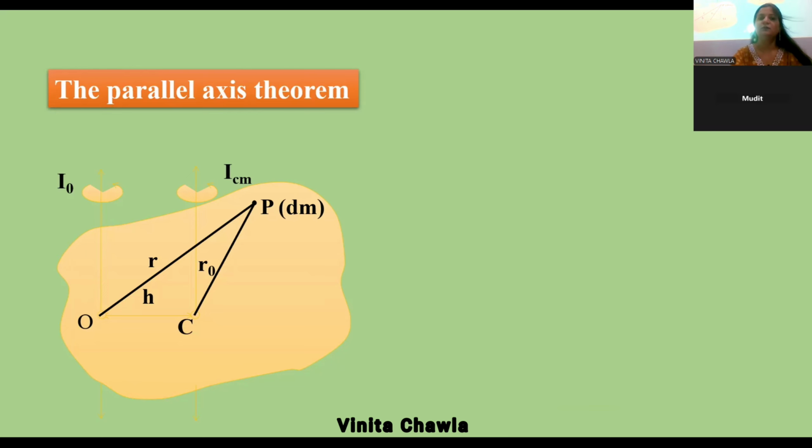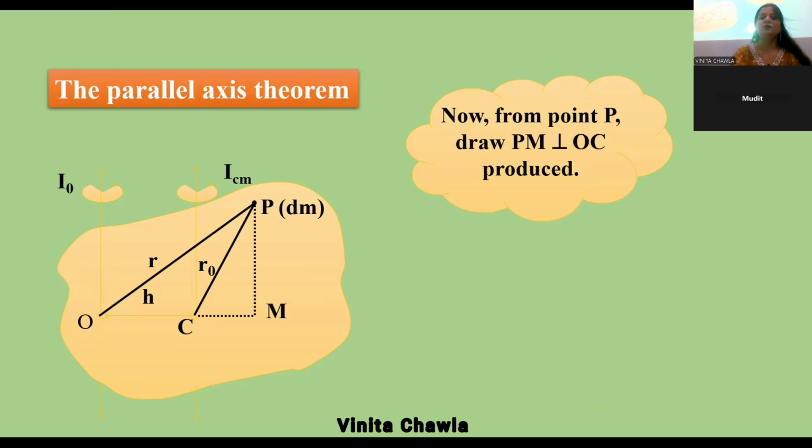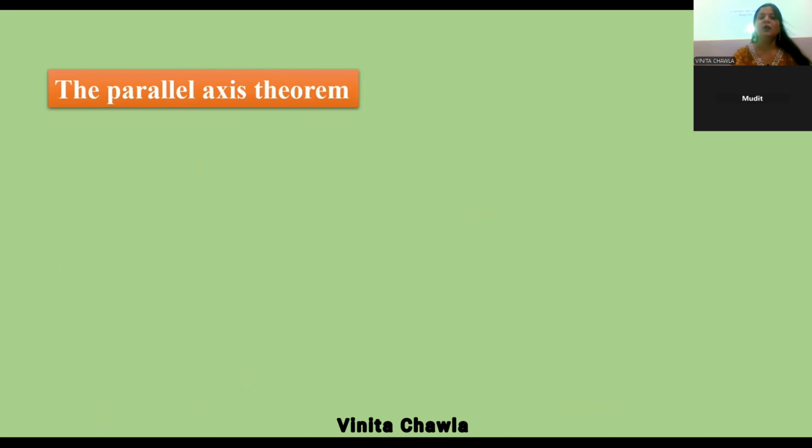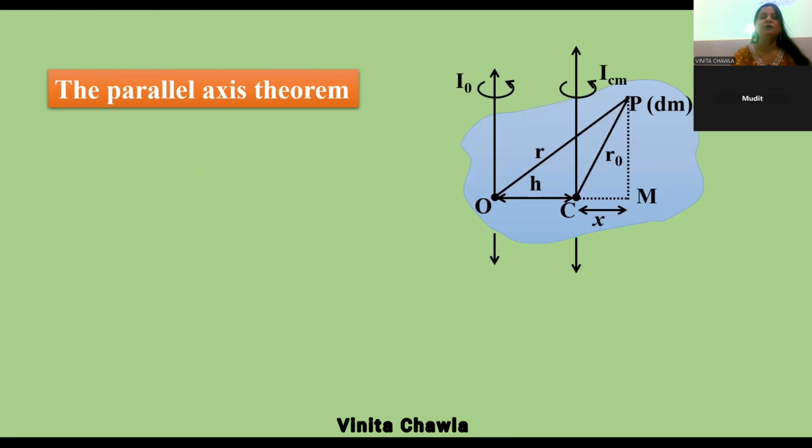Now draw a perpendicular PM and extend this OC to M. So PM is perpendicular on OM. Okay, so let's say that this CM is X. We can consider this CM as X. So consider the same diagram, and here we have C. We can find moment of inertia.